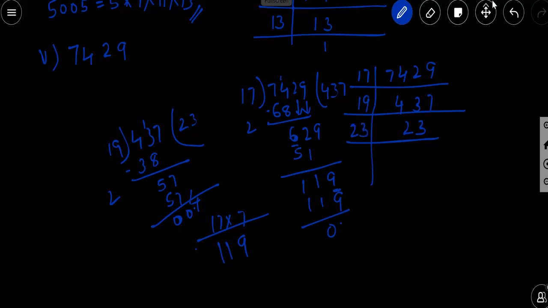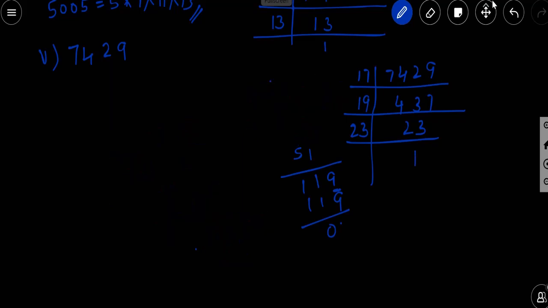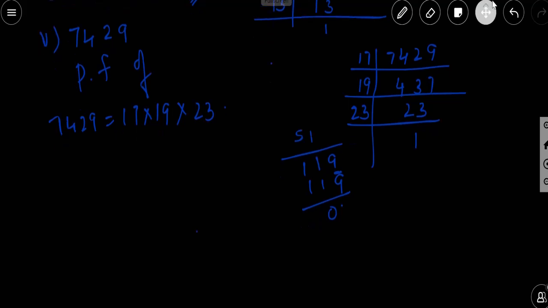So 23 is divisible by itself. So 23 ones are 23. So the prime factor of 7429 is equal to 17 into 19 into 23. Okay, fine. So we'll go for the next problem, that is problem number 2.